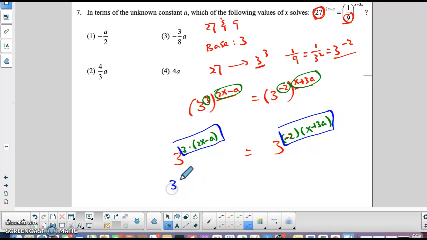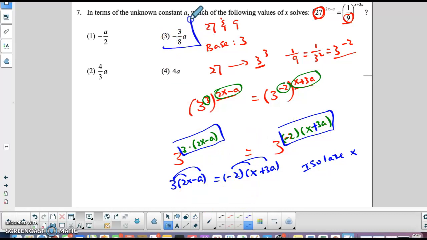Okay, so you have 3 times 2x minus a equal to negative 2 times x plus 3a. Okay, what you need to do is just solve for x. I know that's two variables, but for a, just treat it as a number. Your goal is always to isolate x. Okay, now I'm not going to go further and show you more steps. The answer for this question is number 3. The following steps are just solving the equation for x.